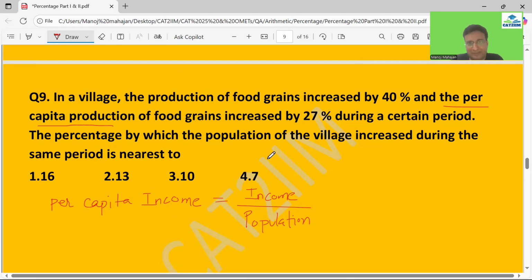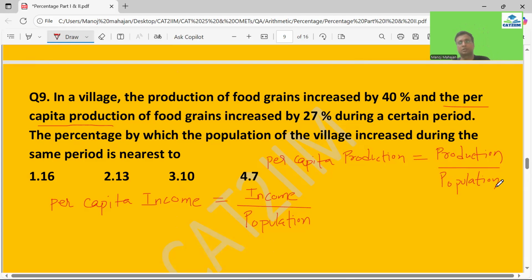So what will be per capita production? Let me write over here for you. That would be nothing but, instead of income, we're going to put what? Production out here, and population will be there. So this is what you can write. If you are aware of this term, how to write, then you would be able to answer this question with ease. So let's see what they're asking you.